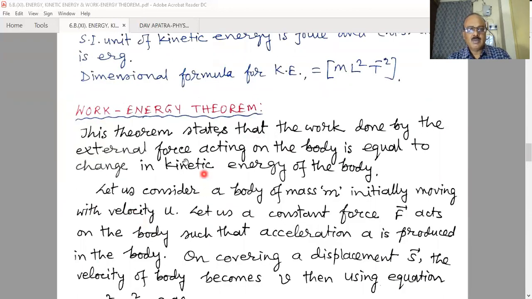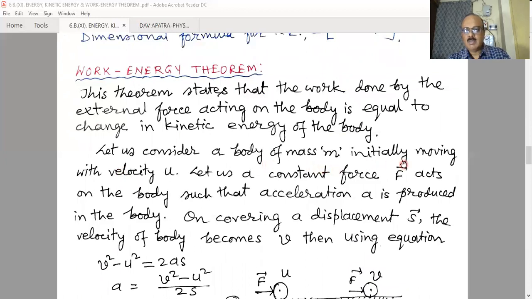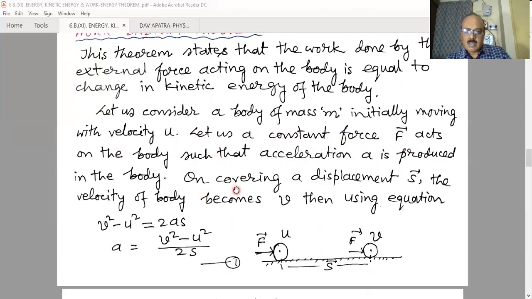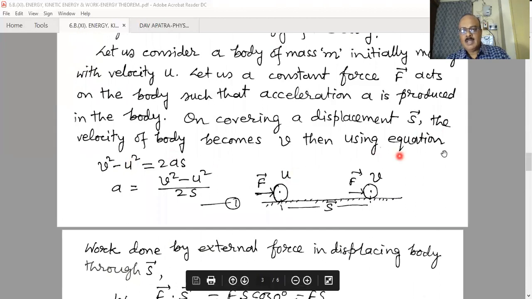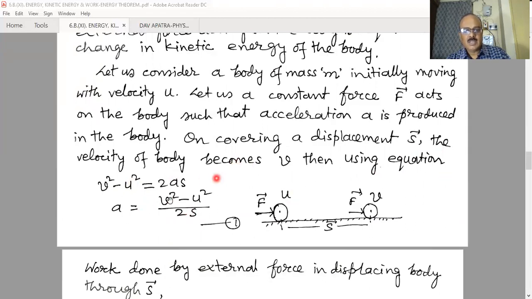Let us consider a body of mass m, initially moving with velocity u. Let us say a constant force F acts on the body. Initially we are taking a constant force, but we can also find the same expression for any variable force. In all cases, the work done is equal to the change in kinetic energy. Let us suppose a constant force F on the body, such that acceleration a is produced in the body, and on covering a displacement s, the velocity of the body becomes v. The initial velocity was u, and after applying the force there is displacement in the same direction.